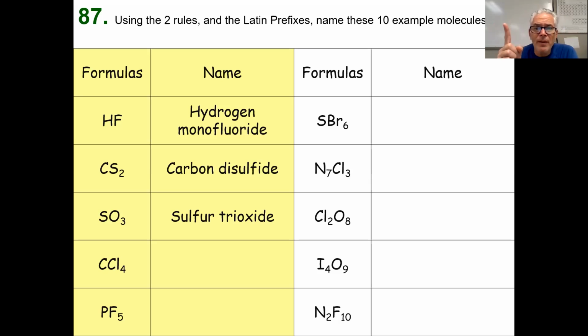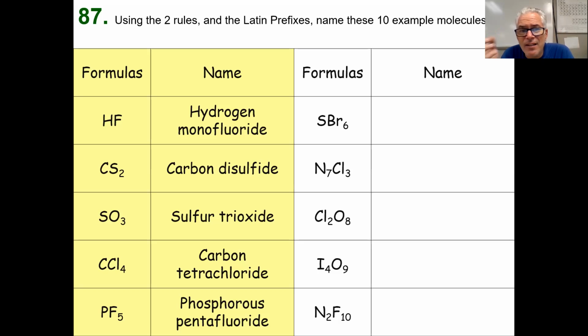CCl4. One carbon in the beginning, so it's going to be called carbon. How do we say 4? Tetra. Carbon tetrachloride. Look at that beautiful thing, carbon tetrachloride. PF5. P is phosphorus. How do we say the number? Penta. Phosphorus pentafluoride. See how easy this is?